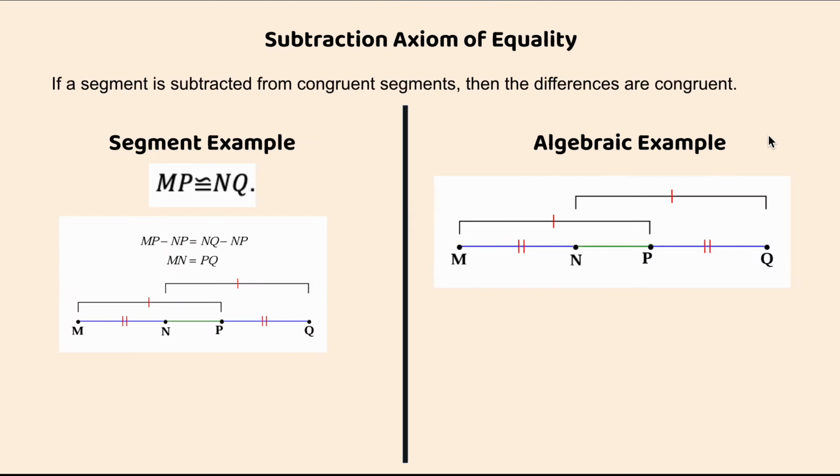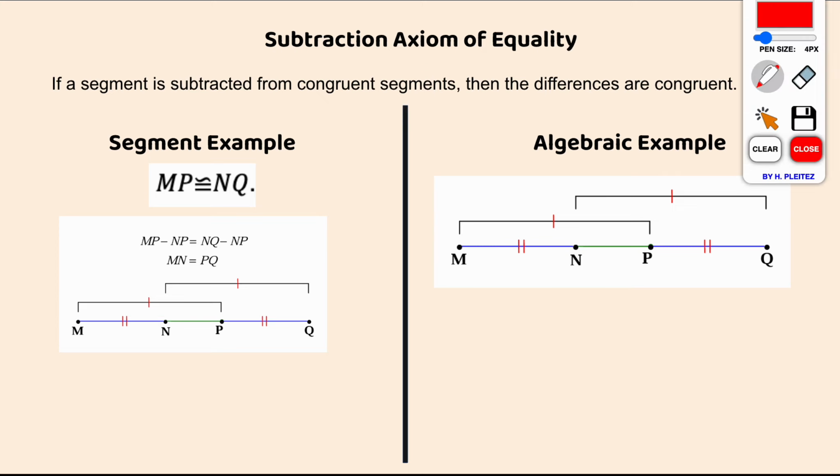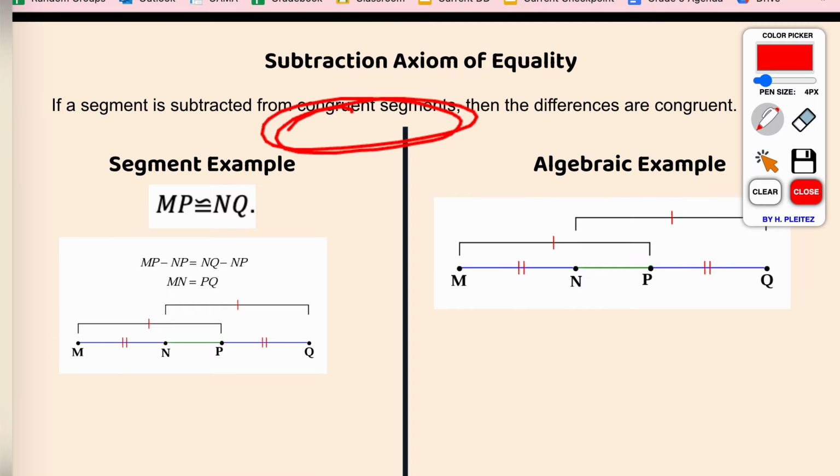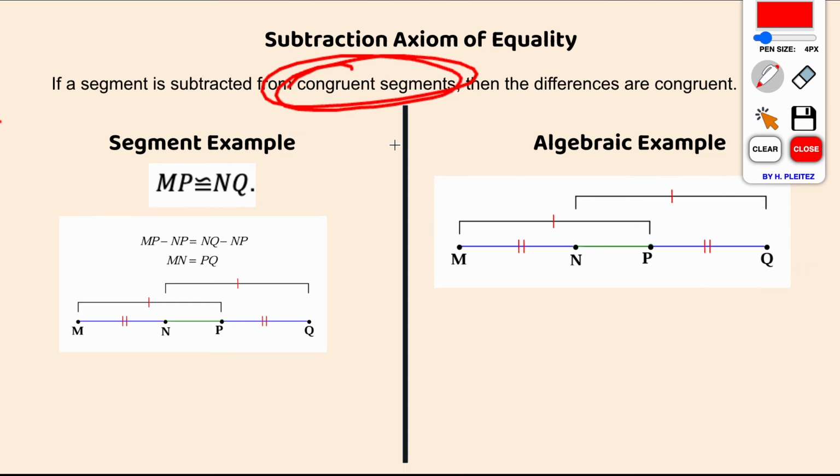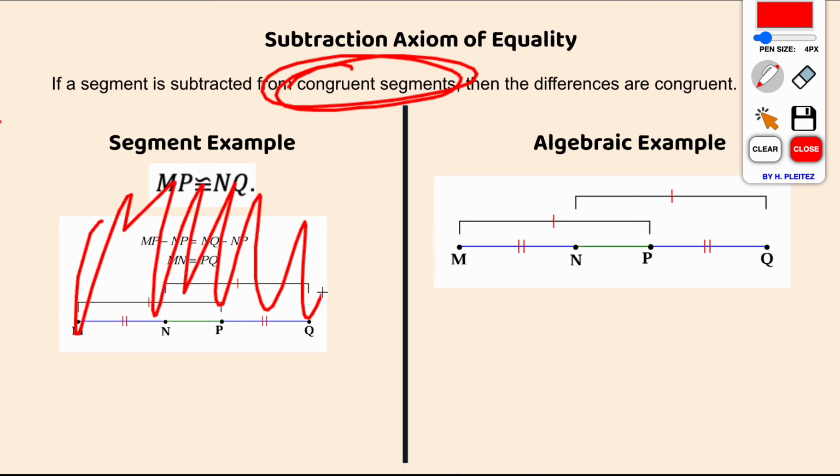All right, now the subtraction axiom of equality says if a segment is subtracted from congruent segments, then the differences are congruent. So this is just like the addition property or axiom of equality. Now remember, we started with two congruent segments, so we're starting with two congruent segments again. I know in your notes you have this diagram, but I am going to go ahead and give you guys a different one. So let's use the same diagram that we had from before, where we had AB, we had CD, and then we had E and F.